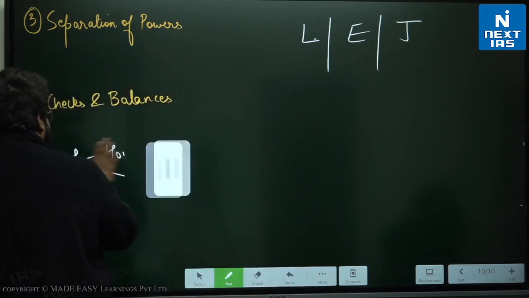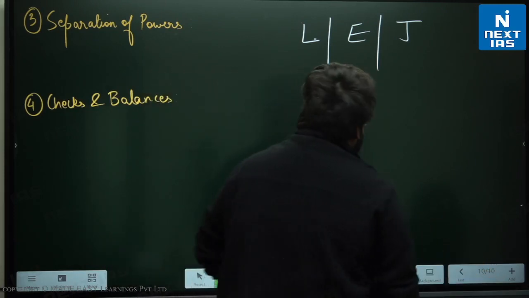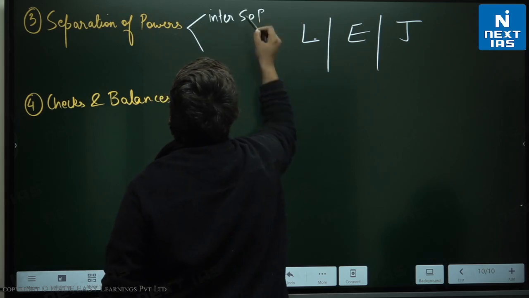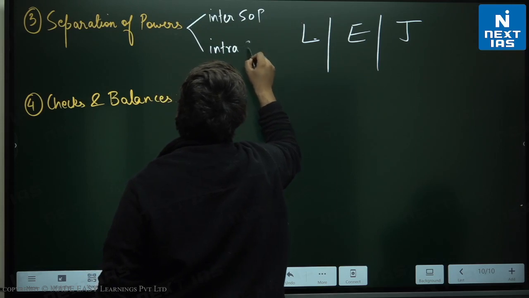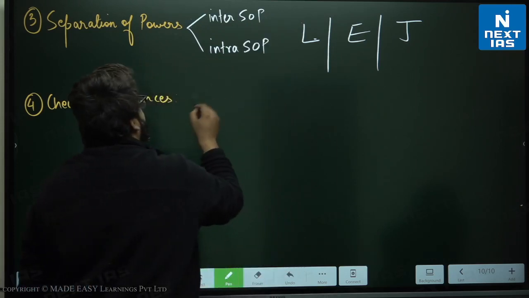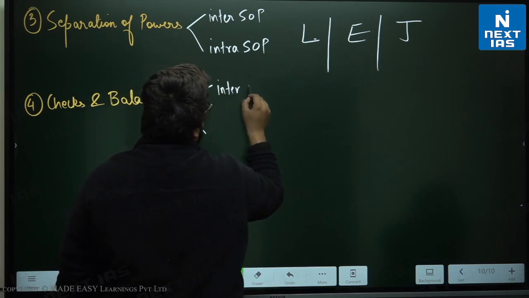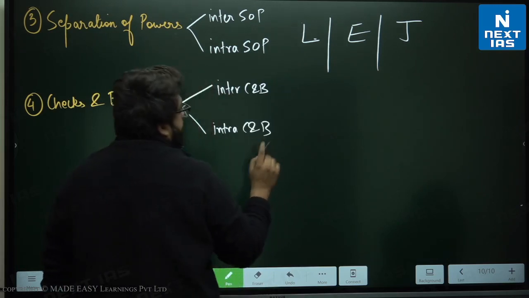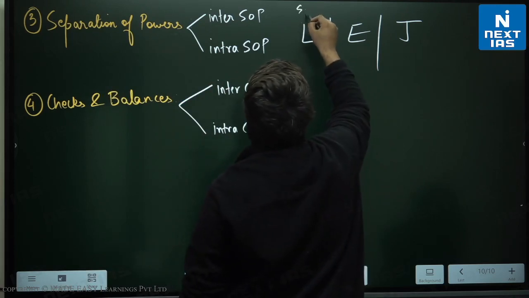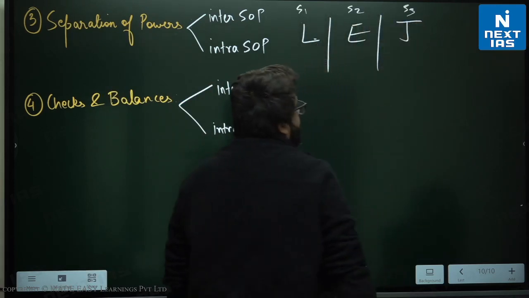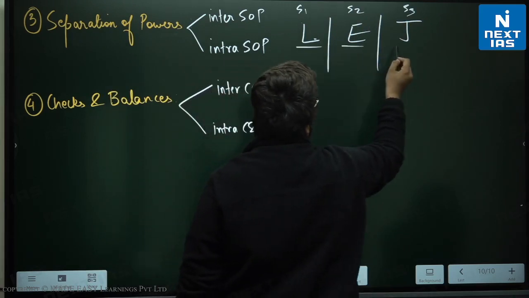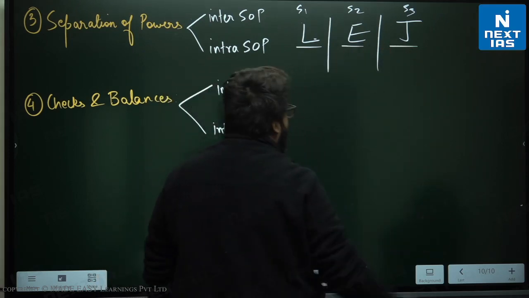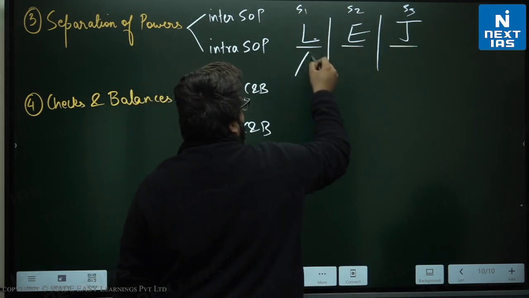So the basic discussion here is that separation of powers means two things. Inter-separation of powers. It also means intra-separation of powers. Checks and balances also means two things. Inter-checks and balances and intra-checks and balances. That school that we were talking about, this is school 1, this is school 2, this is school 3. So inter-school means separation of powers between L, E and J. Checks and balances means L, E and J keeping a check on one another. That is inter. Intra means inside L.